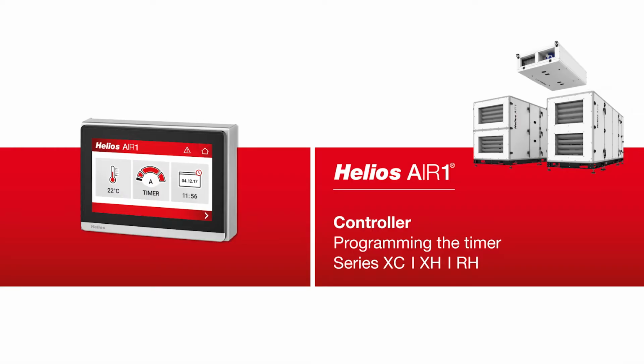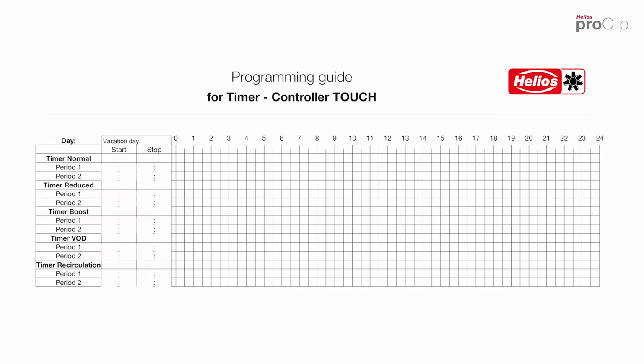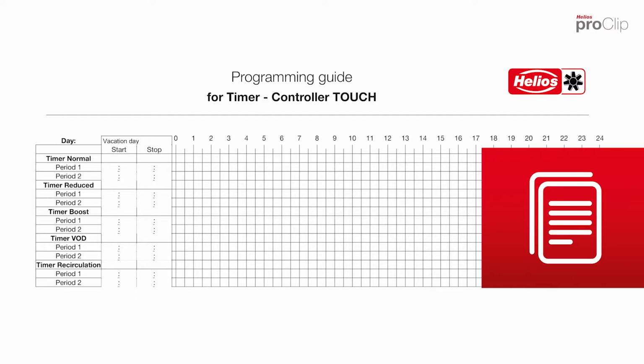In this proClip for Helios AIR1, we will show you the basics of programming the timer with the touch control element. We recommend that you note the operating times and operating levels before programming. To do so, use the Timer Programming Guide form, which can be found on our website. Please follow the link in the video description.